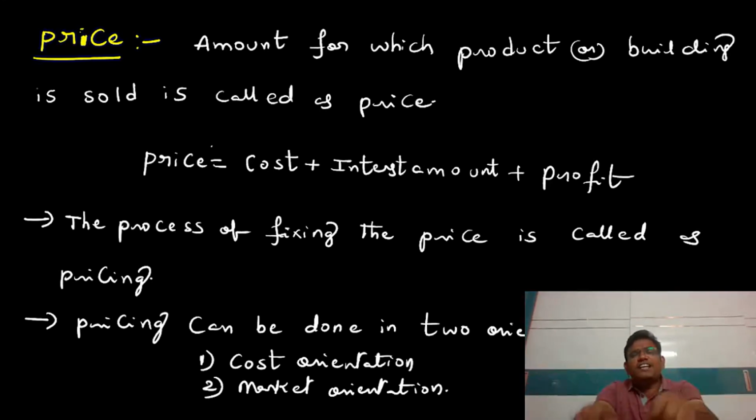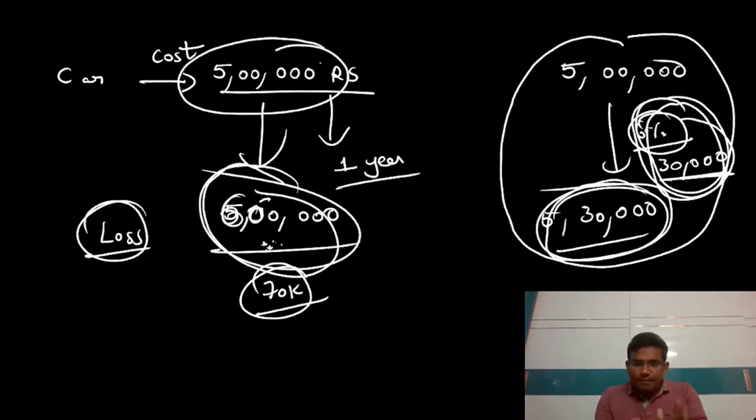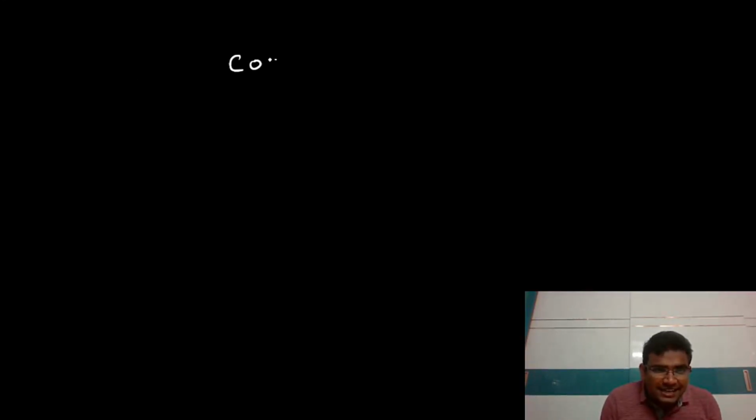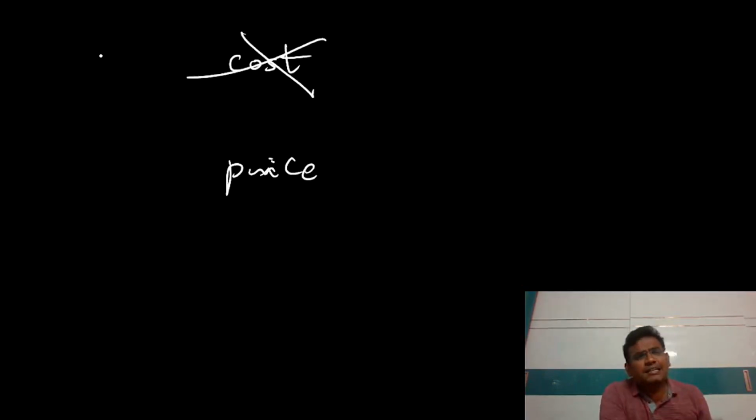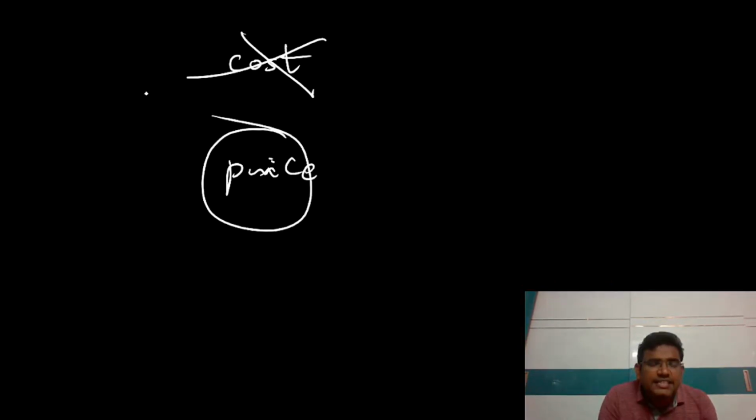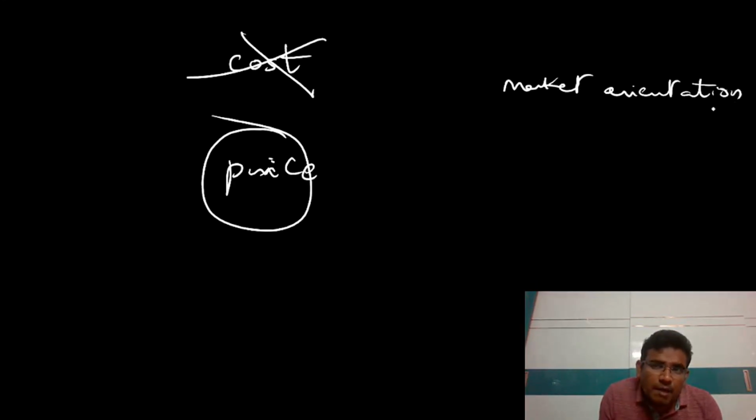Now what is the difference between these two? Let us say I manufactured a product, guys, and I want to decide the price of it. When I want to decide the price, I'm not considering the cost. What I'm looking at is how worthy it is in the market. I'm looking only at that. Then it is called market orientation.